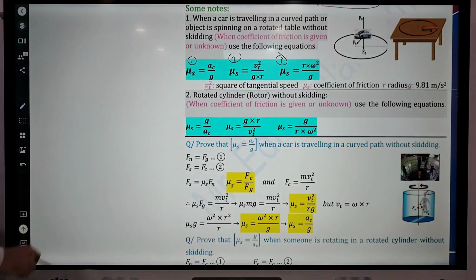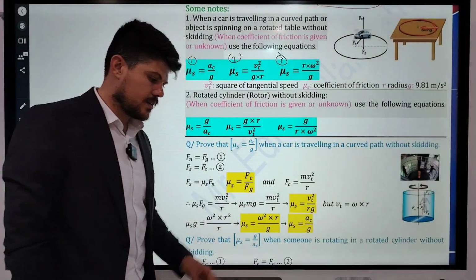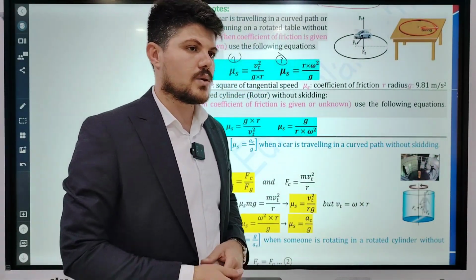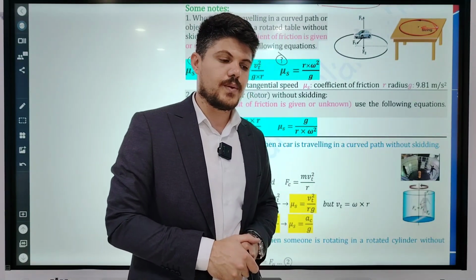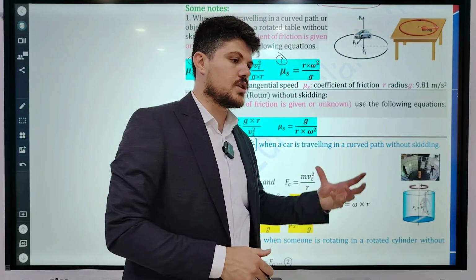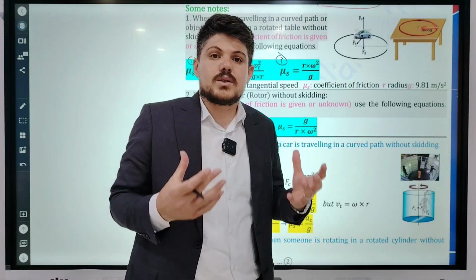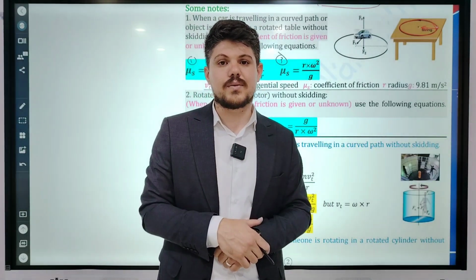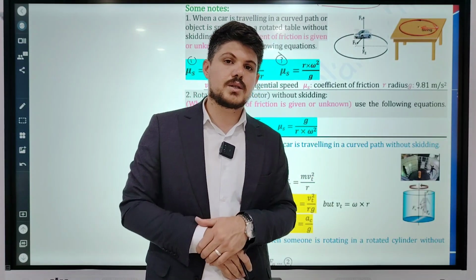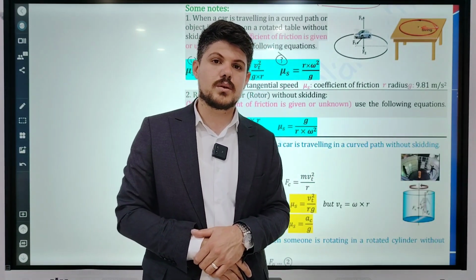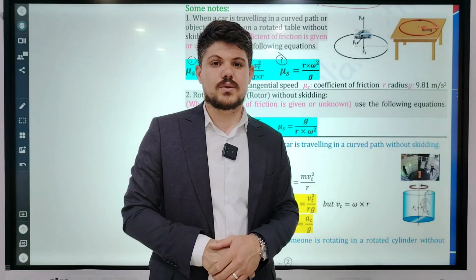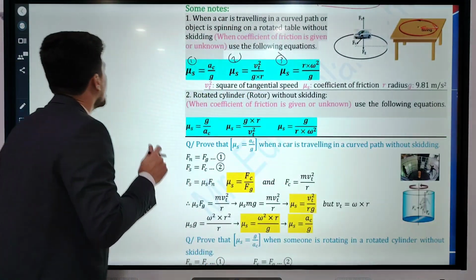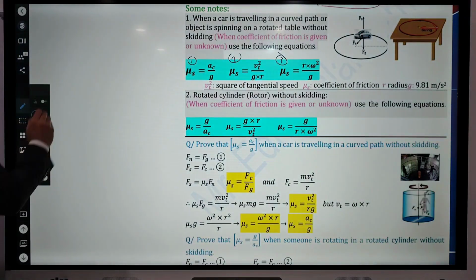When a car is moving in a circular path, a motorcycle, bike, or an object on a rotating body, what causes the centripetal force? The static frictional force, F_s. What provides the centripetal force for a car when it's moving in a circular path? The static frictional force. The symbol of static frictional force is F_s.